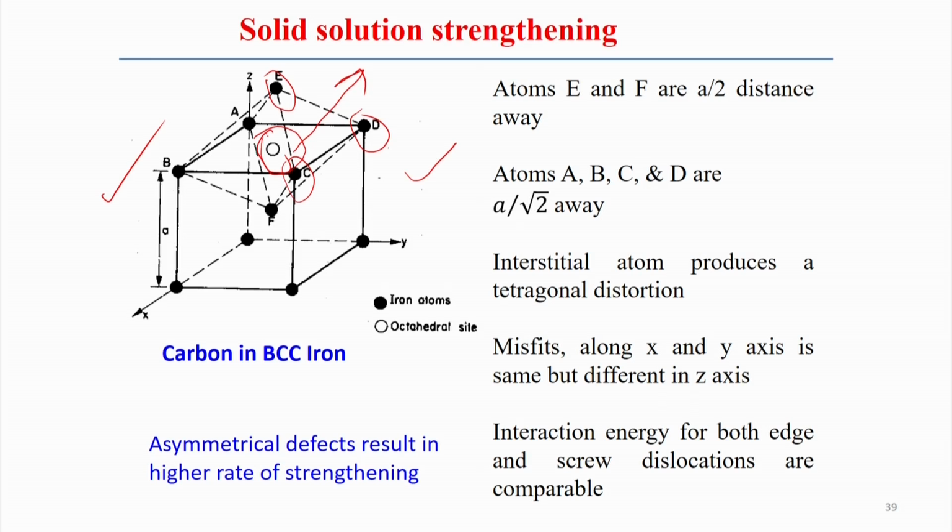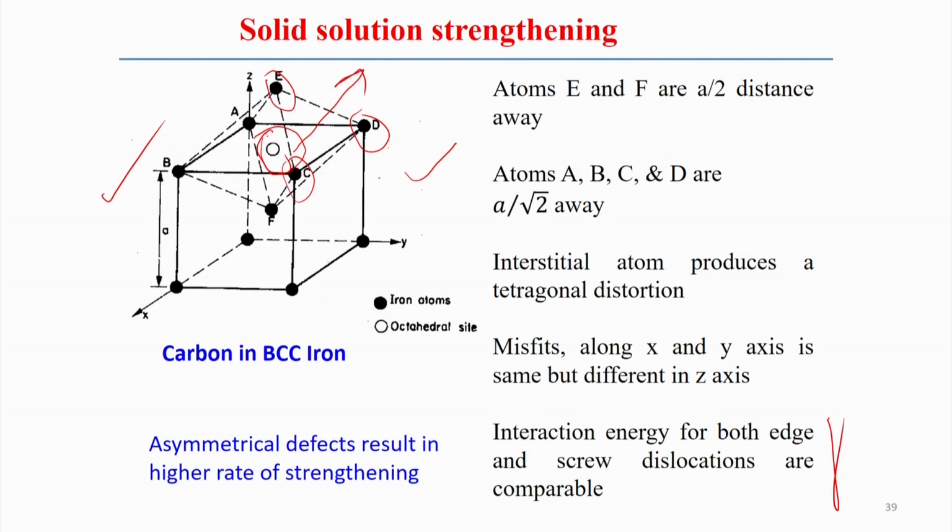Therefore the interaction energy for both the edge and screw dislocations is comparable here, and both try to interact with the presence of these solute atoms. There is some change of the interaction energy level, but the interaction energy with respect to both edge and screw dislocations is comparable with each other. So this phenomenon explains that the asymmetrical defects result in a higher rate of the strengthening mechanism.